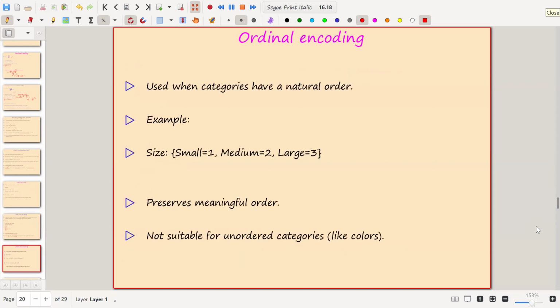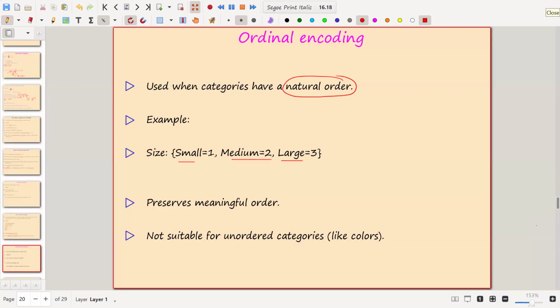This is ordinal encoding, which is similar to label encoding. In label encoding, you do not have any rank, but in ordinal encoding, you will have rank. I mean, it has a natural order to it. How? Well, let us see. It is used when your categories have a natural order to it. For example, small, medium, large.